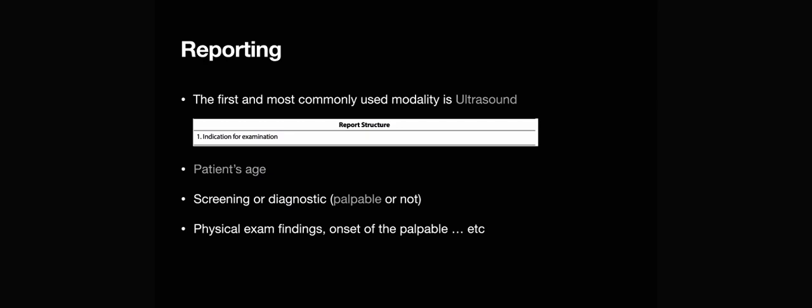Of course, you know that the most commonly used modality to assess a breast mass is ultrasound. We can see the mass on mammogram, or the patient can present with a concern, and the first best modality is going to be ultrasound. So when we talk about reporting, we need to write the indication of the exam. And in the indication, we need to mention the patient's age, because the modality differs according to the patient's age, according to the ACR appropriateness criteria.